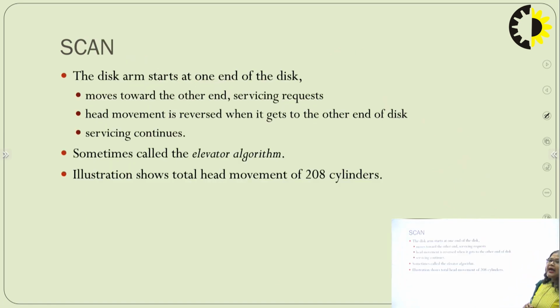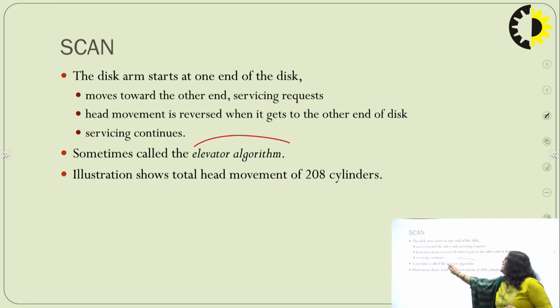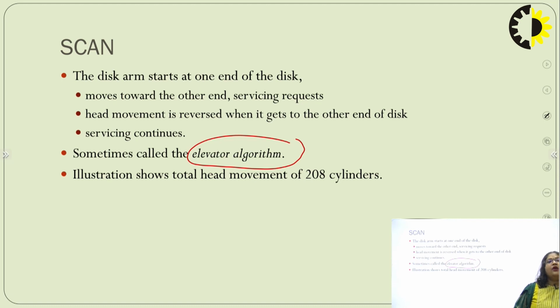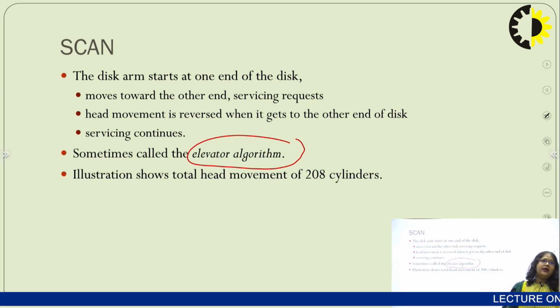Now the third is the scan. The scan algorithm starts at one end of the disc and moves towards the other end. In the scan algorithm, the head movement is reversed when it gets to the other end of the disc, and then the service continues. This algorithm is known as the elevator algorithm. This is a very important point. Sometimes in the examination, the scan algorithm is called the elevator algorithm. So keep in your mind that the scan algorithm is also known as the elevator algorithm.